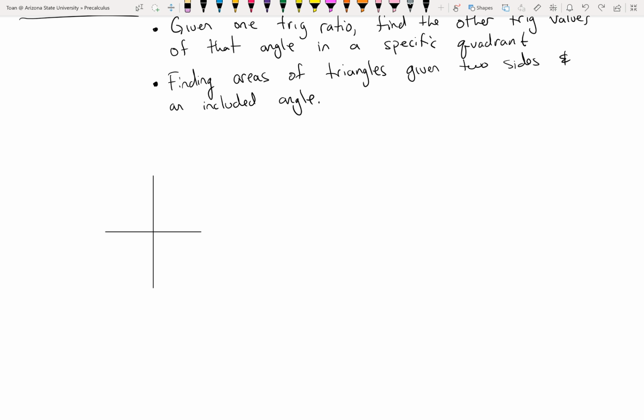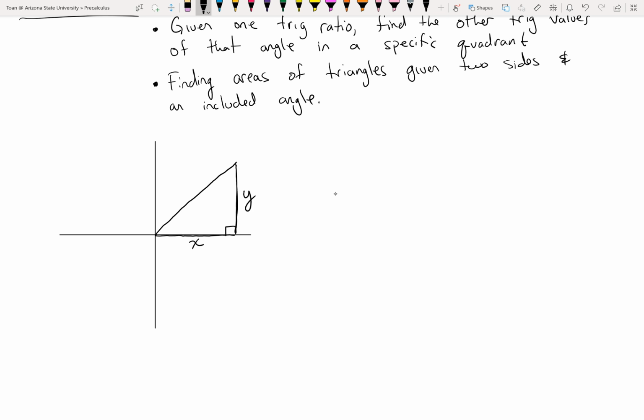So suppose we had just a regular XY coordinate system, right? And what I want to do is place a right triangle in this coordinate system. Now, it doesn't matter where I put this right triangle, but just to make the picture easy, I'm going to put it in the first quadrant. So suppose we had a right triangle here in the first quadrant. And I don't know what the side lengths are, but just to make things easy, since this side length here is on the x-axis, let's call it a length of x. Since this is on the vertical axis, we'll call this length y.